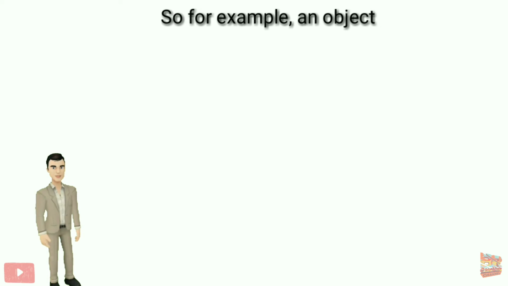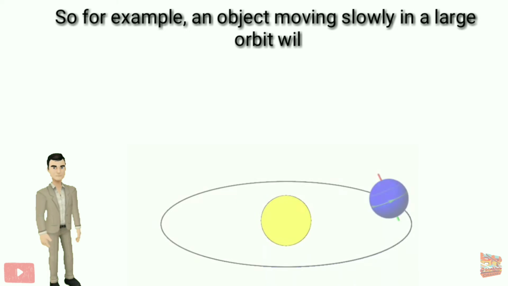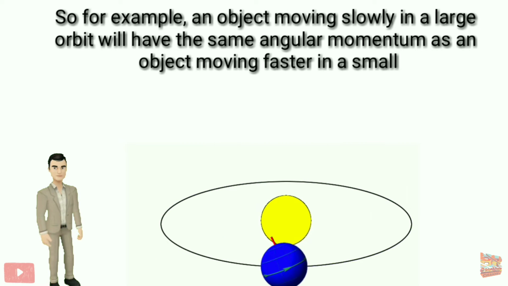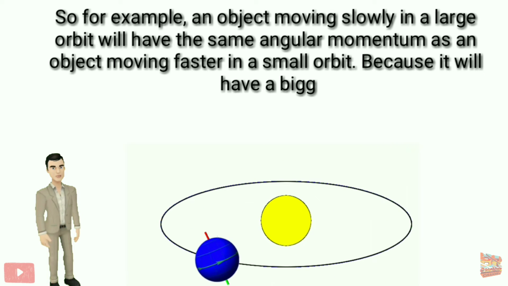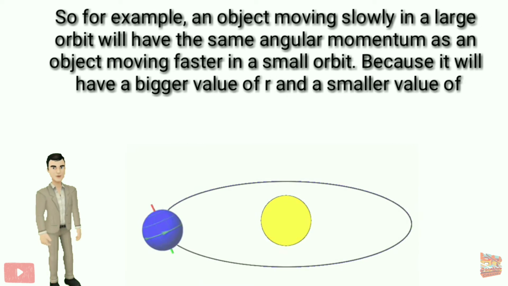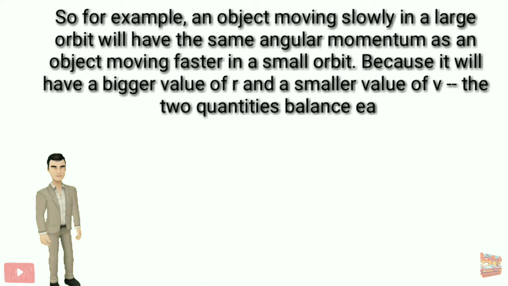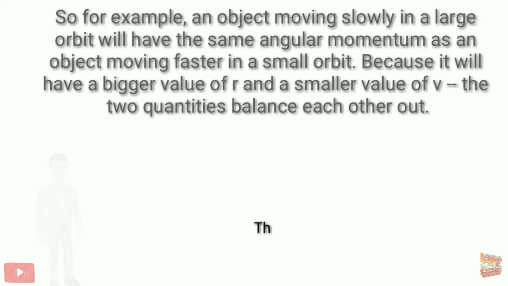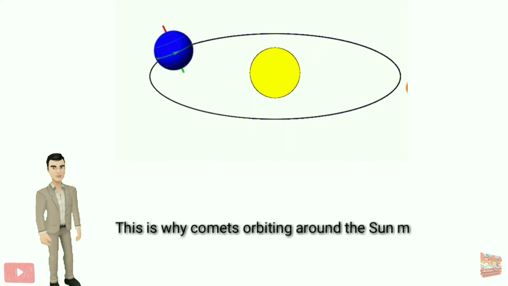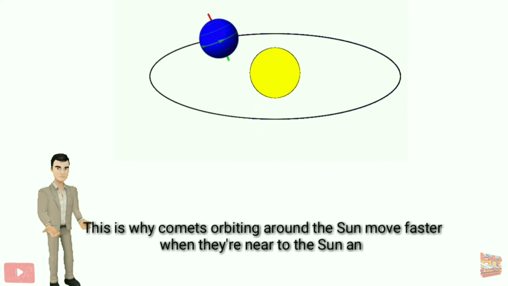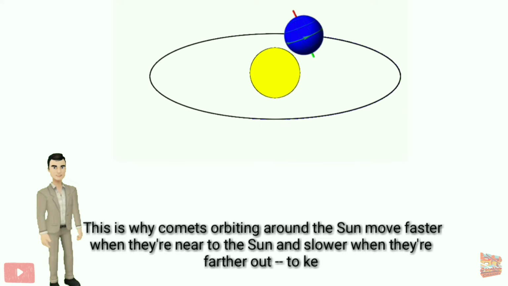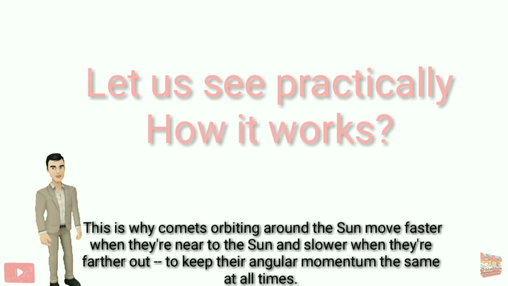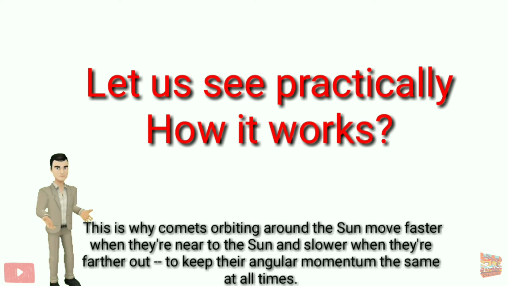So for example, an object moving slowly in a large orbit will have the same angular momentum as an object moving faster in a small orbit, because it will have a bigger value of r and a smaller value of v. The two quantities balance each other out. This is why comets orbiting around the Sun move faster when they're near to the Sun, and slower when they're farther out, to keep their angular momentum the same at all times. Let us see how it works practically.